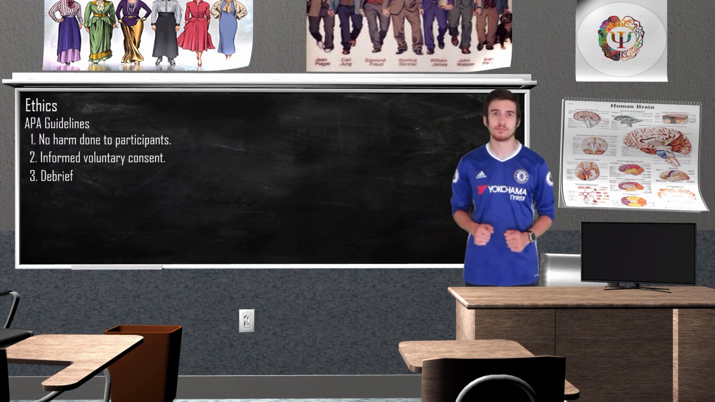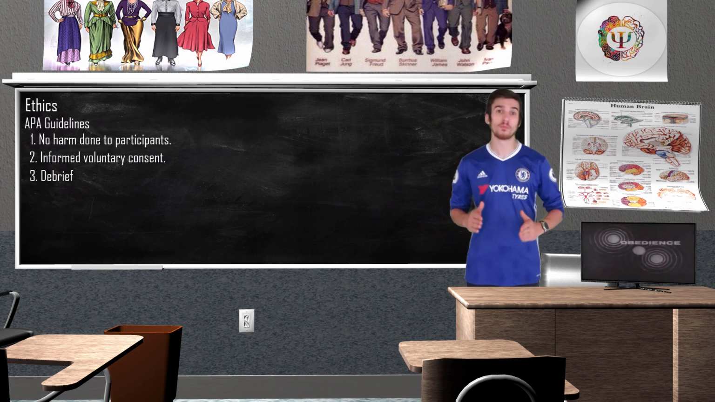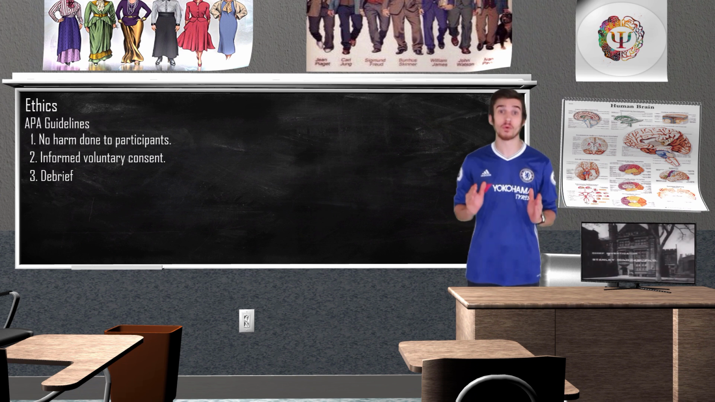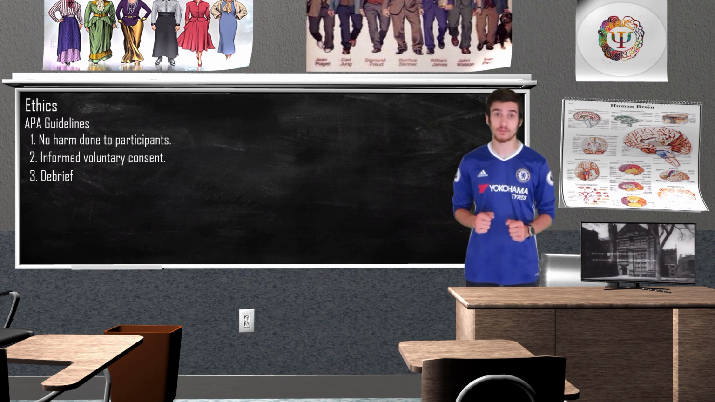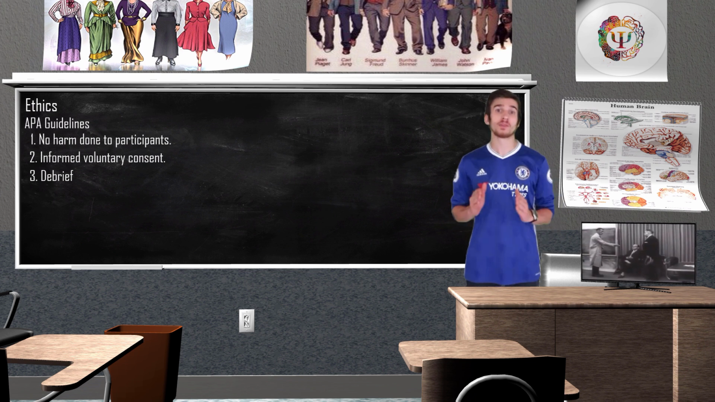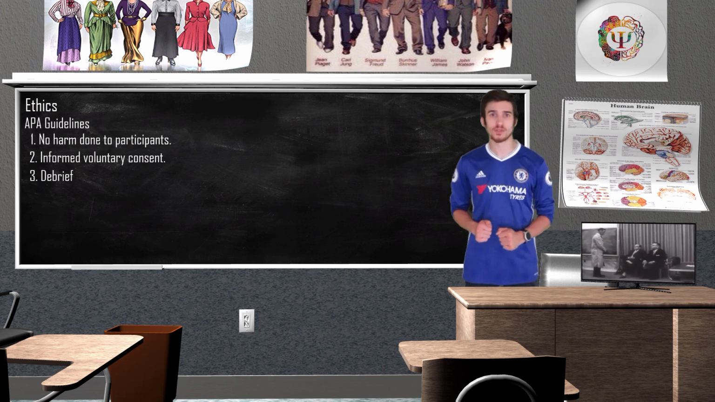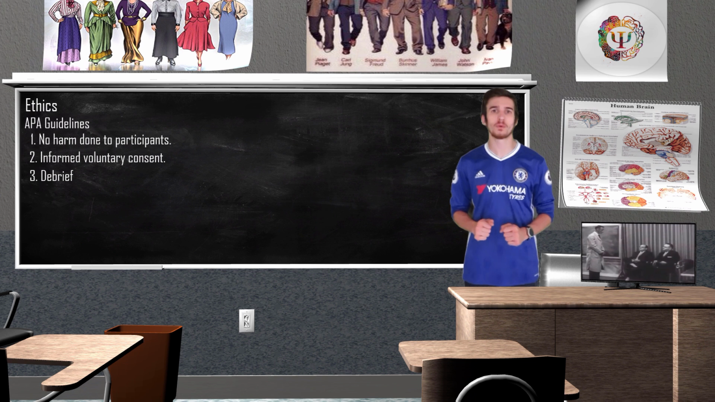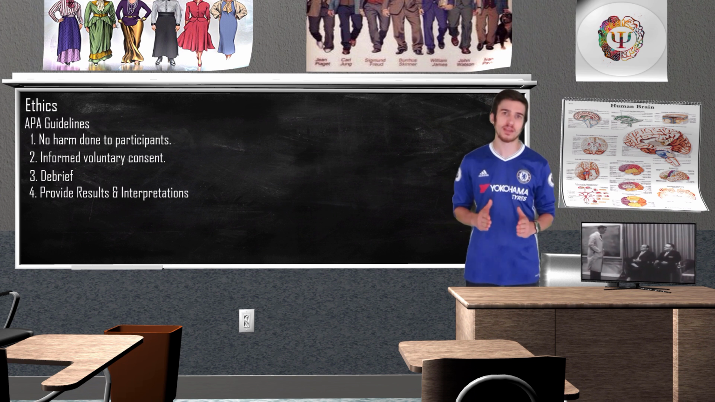For example, with Stanley Milgram's infamous experiment on obedience to authority, he deceived participants to believe that they were delivering a high-voltage shock to another individual, when in fact it was all just pre-recorded voices the participants were actually hearing. At the end of that experiment, with today's APA guidelines, the researchers would have to inform the participant that deception was used during the study, and they would also have to let them know what the real purpose of the study was.